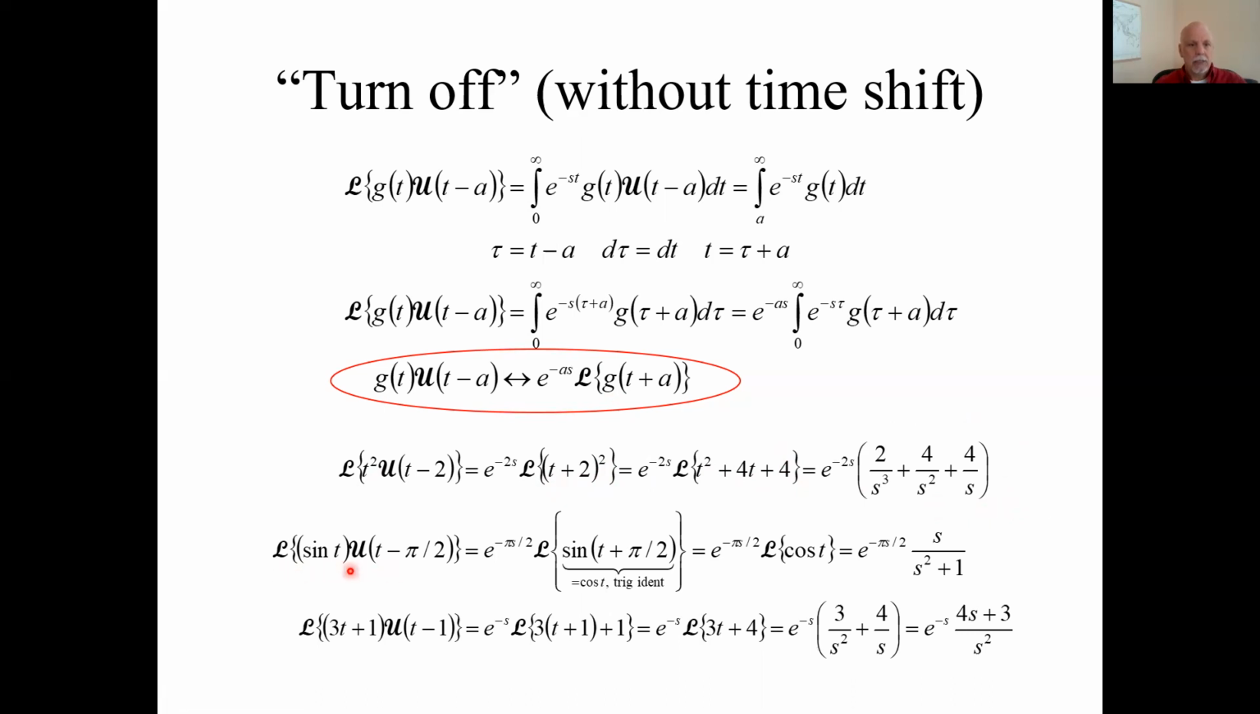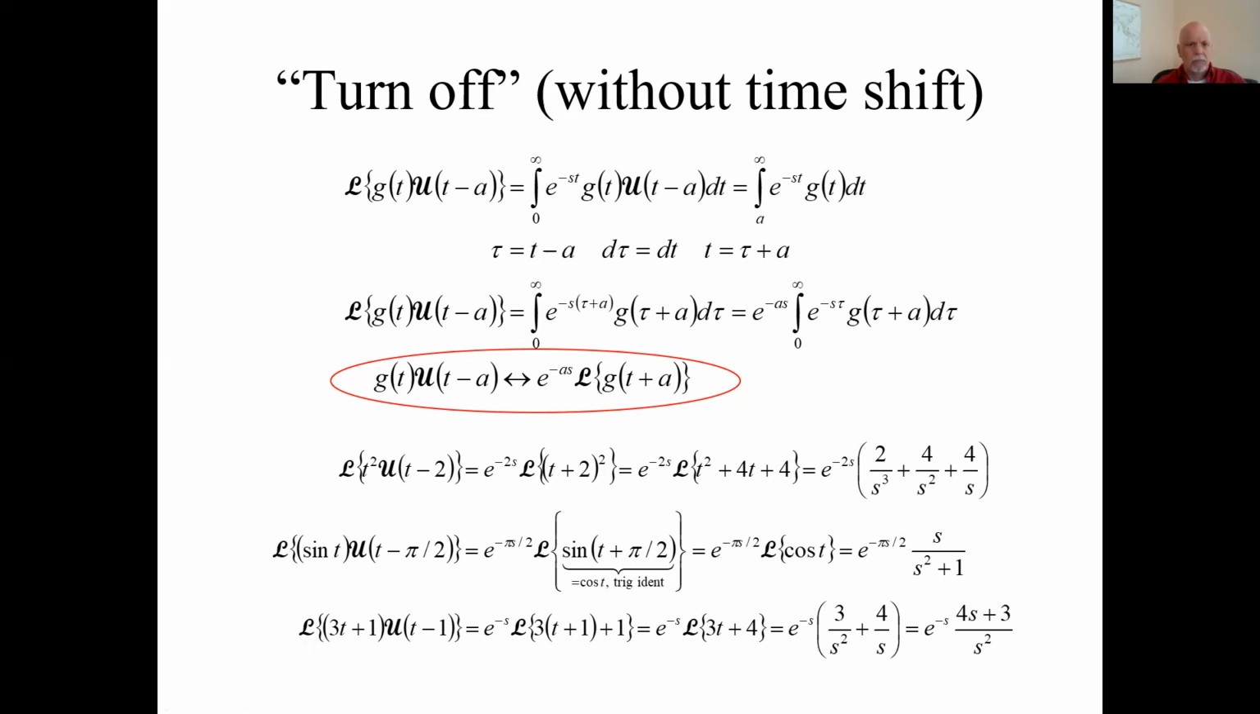What about this guy? Sine of t cut off to the left of pi over 2. In this case, a is pi over 2, so I have e to the minus pi s over 2. Now, every place I had t here, I replace it with t plus pi over 2. There we go. By a trig identity, that is just the cosine of t. So it becomes this, and now I can look that up in the table. If it weren't a nice pi over 2 type thing where we could use the trig identity, you'd just have to leave it as this sort of ugly term, sine of the argument of t plus whatever your a was.